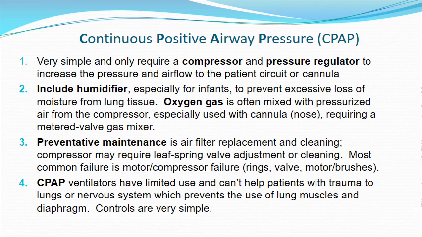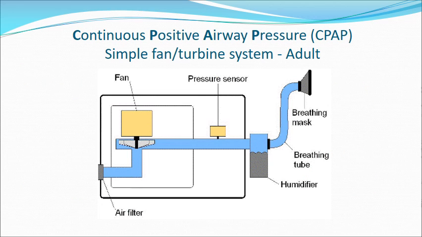The controls are very simple because basically the lungs are capable of inhaling and exhaling on their own. It's a very simple fan turbine control system where you have a fan generating the pressure, a pressure sensor which provides feedback to control the speed of the fan to deliver the required pressure. At the intake you have an air filter, and at the output you have a humidifier before it goes into a breathing tube and a breathing mask which is fastened over the nose and mouth of the patient. Very simple.